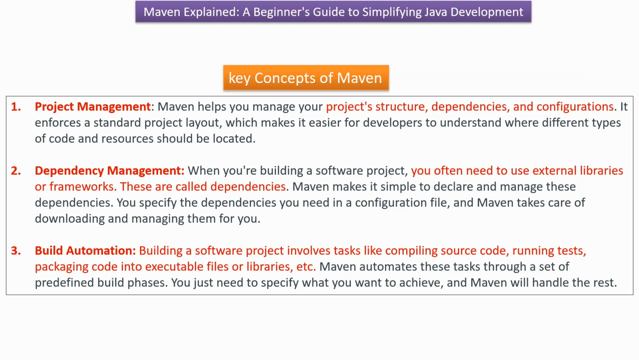The third one is build automation. Building a software project involves tasks like compiling source code, running tests, packaging code into executable files or libraries, and so on. Maven automates these tasks through a set of predefined build phases. You just need to specify what you want to achieve, and Maven will handle the rest.